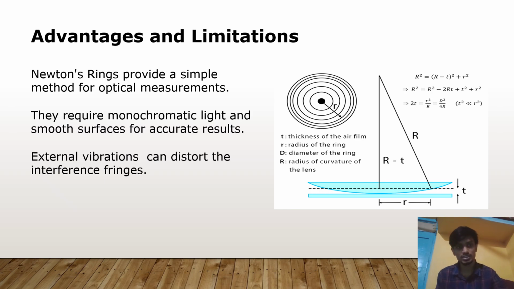Advantages and limitations. Newton's rings provide a simple method for optical measurements. They require monochromatic light and smooth surfaces for accurate results. External vibrations can distort the interference fringes. The method is simple and useful for optics measurements, but it needs monochromatic light and perfect alignment. Vibration can disrupt the rings.